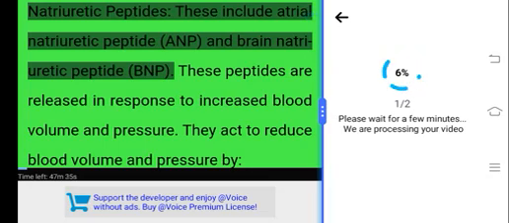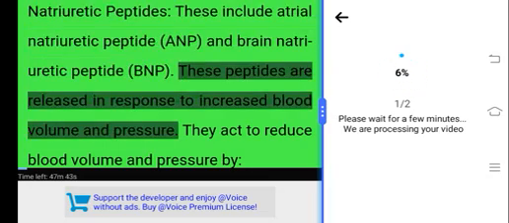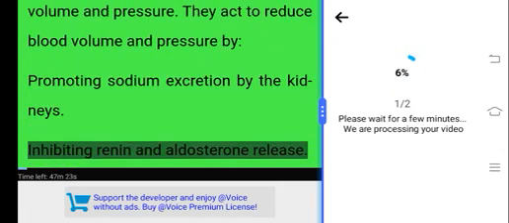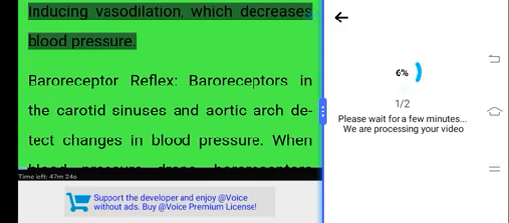Natriuretic peptides. These include atrial natriuretic peptide, ANP, and brain natriuretic peptide, BNP. These peptides are released in response to increased blood volume and pressure. They act to reduce blood volume and pressure by promoting sodium excretion by the kidneys, inhibiting renin and aldosterone release, and inducing vasodilation, which decreases blood pressure.